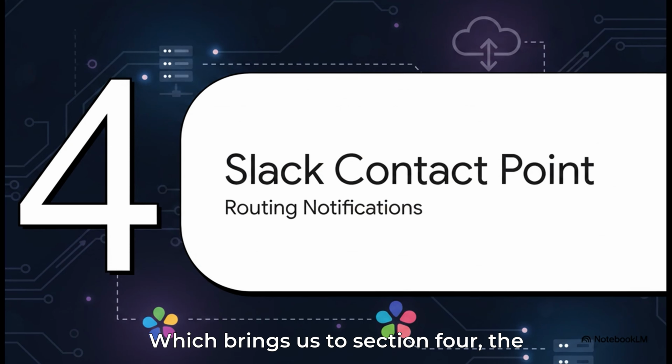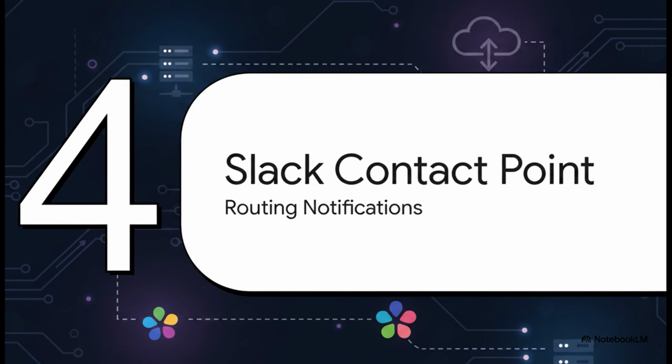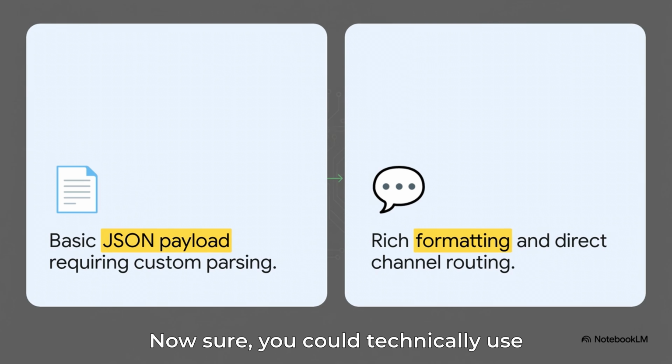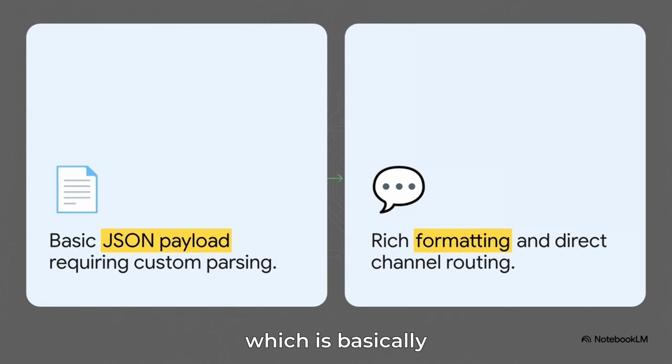Which brings us to Section 4, the Slack contact point. So Grafana uses these things called contact points to actually deliver the notifications out to you. Now, sure, you could technically use a generic webhook, which is basically just a raw JSON payload that you'd have to parse out yourself. But honestly, the native Slack integration is just way better. Out of the box, it delivers these beautifully clean, readable, richly formatted messages directly into your team's support channel.